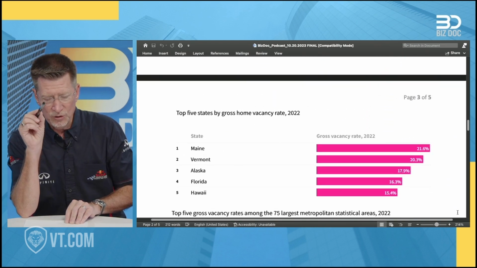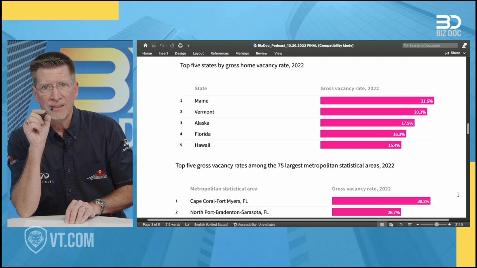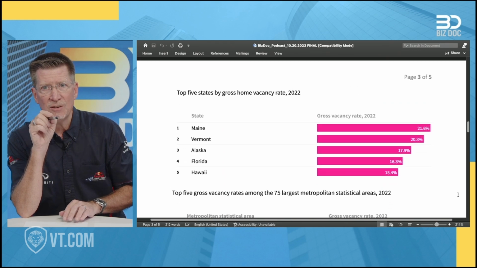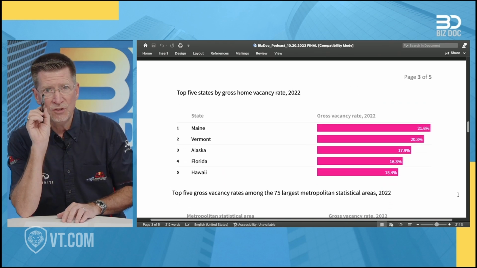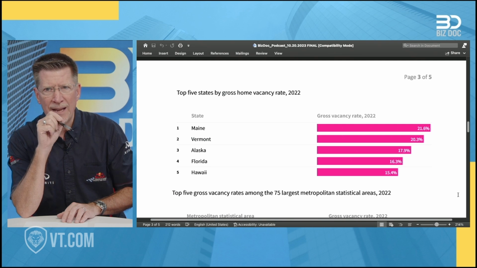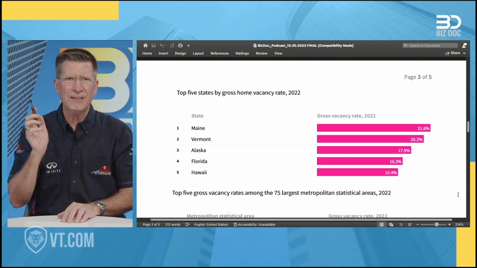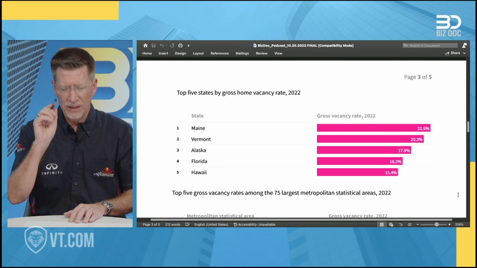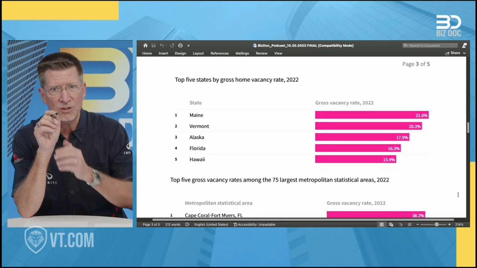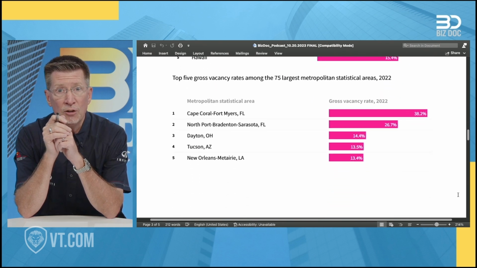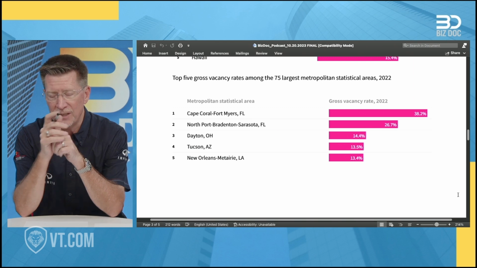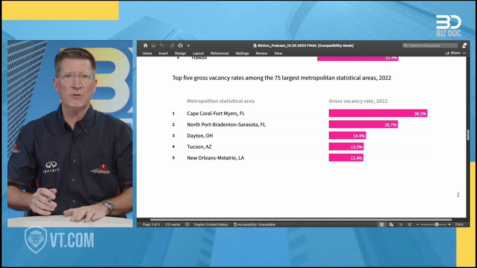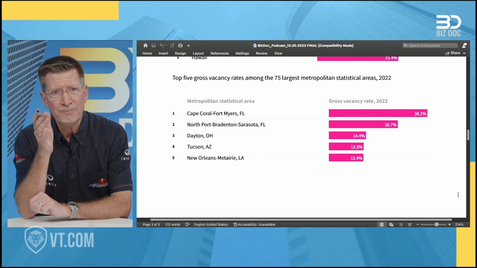This shows the top 5 states by vacancy rates. So you see Maine, Vermont, Alaska, Florida, Hawaii. Wait, Florida that vacant? How could Florida be that vacant? All these people are moving down here. Well, let's go down and look a little deeper. Let's go to the next chart. Next chart you have Cape Coral, Fort Myers, 38.2% vacant. Folks, again, lies, damn lies, and statistics.